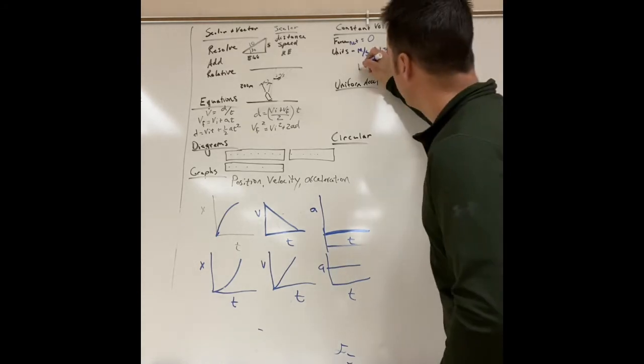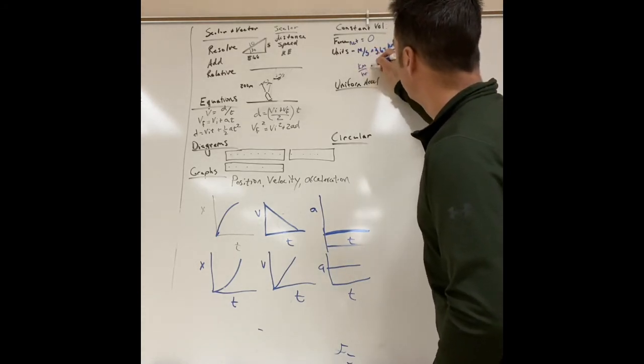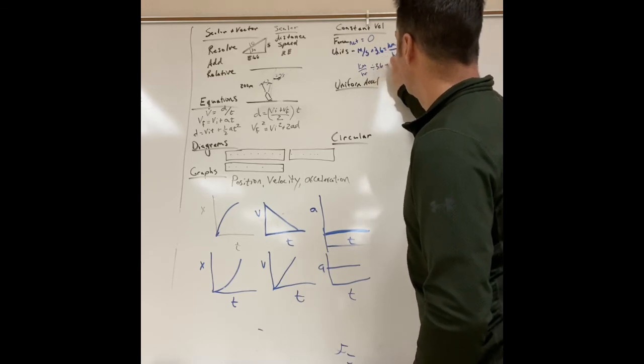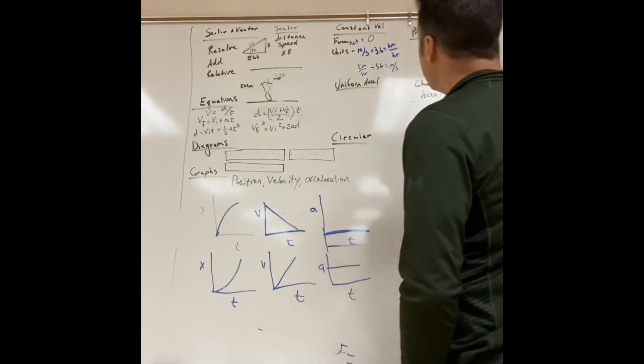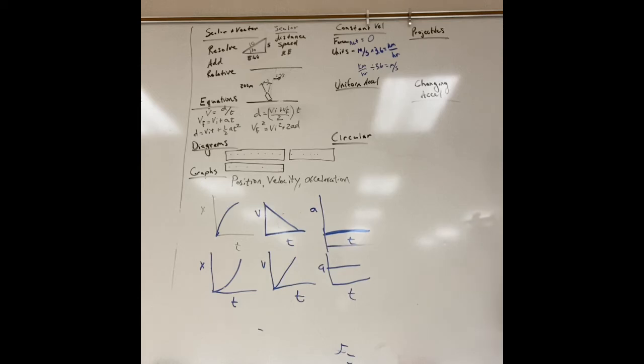If you want to go the other way, you take kilometers per hour, divide by 3.6, and you get meters per second. So the number you see in meters per second, like if you're going 20 meters per second, is always a smaller number than the equivalent kilometers per hour. 72 kilometers per hour is 20 meters per second.